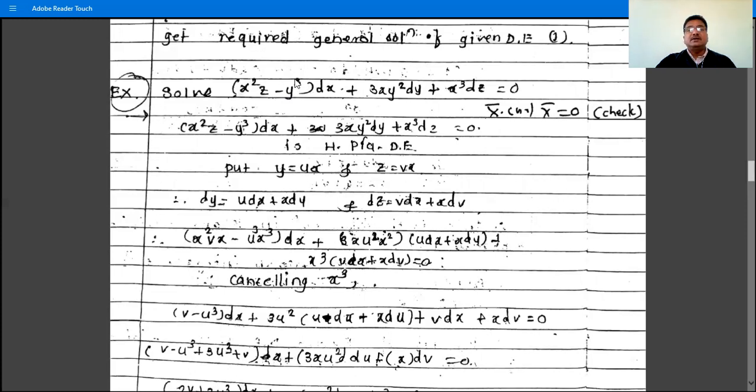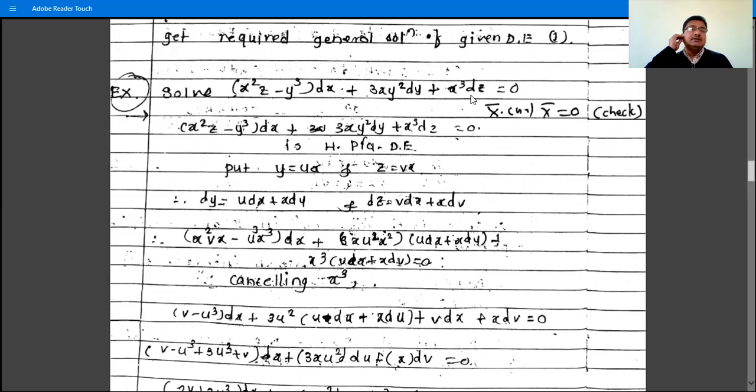And if you add these three numbers, then we have the answer 3. So this is the homogeneous function of degree 3 in x, y, z. Similarly, 3xy square is a homogeneous function of degree 3, and x cube is a homogeneous function of degree 3. And so this differential equation, (x square z minus y cube) dx plus 3xy square dy plus x cube dz is equal to 0.